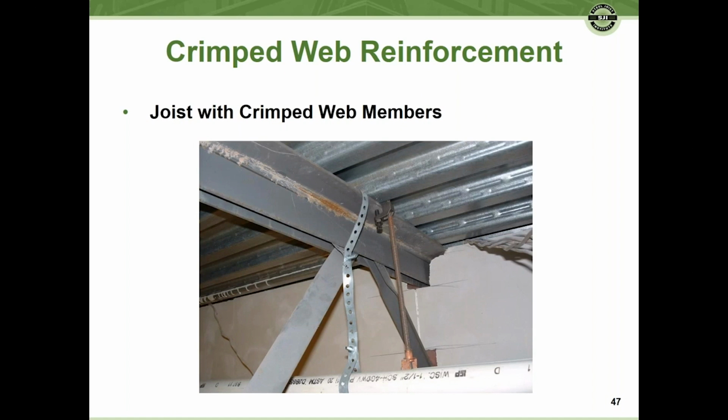In this particular case, we need to look at the crimped webs, and you can see if we were going to reinforce this particular web, which is a crimped web, we would need to possibly move this pipe support over so that we could get our reinforcing web in there.